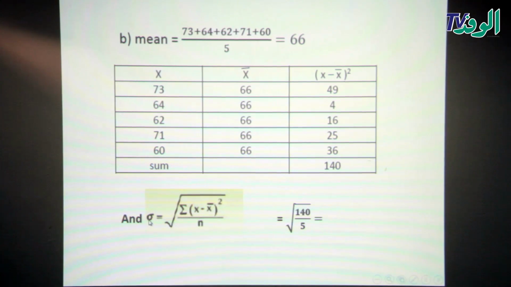The rule of standard deviation is the square root of the sum of x minus x bar to the power of 2 over n, which is the number of values. So it will equal root of 144 over 5. Then use your calculator to find the deviation, approximately to the nearest tenth, hundredth, whatever.